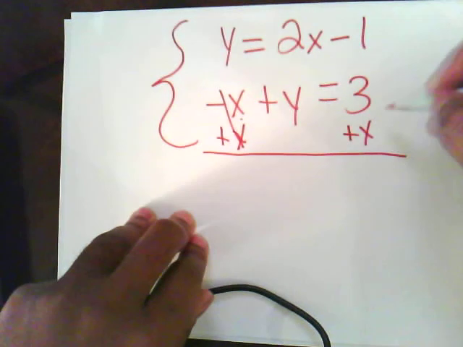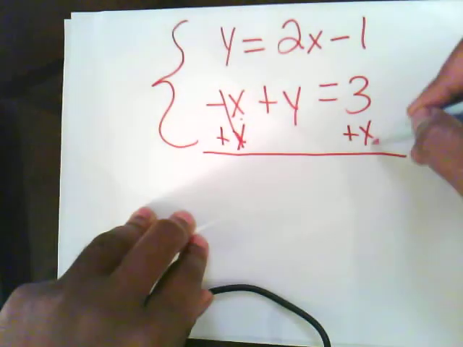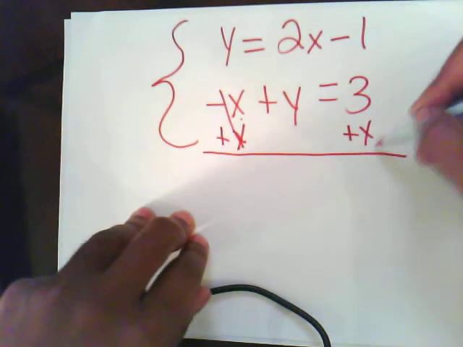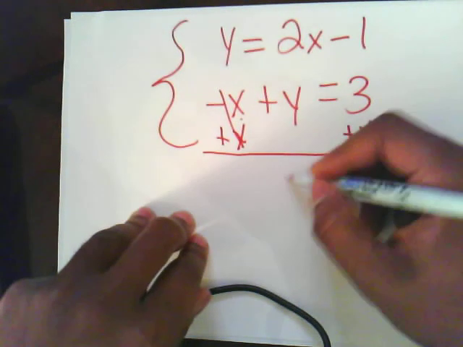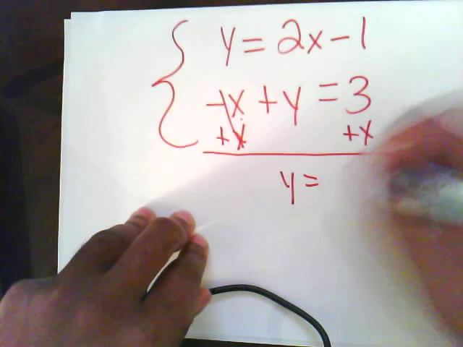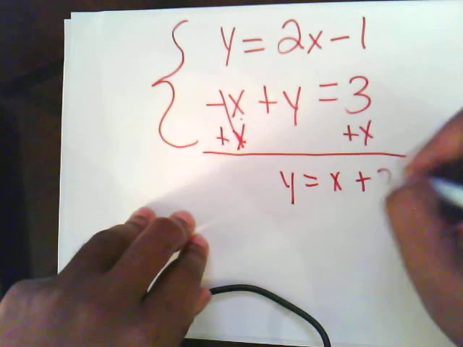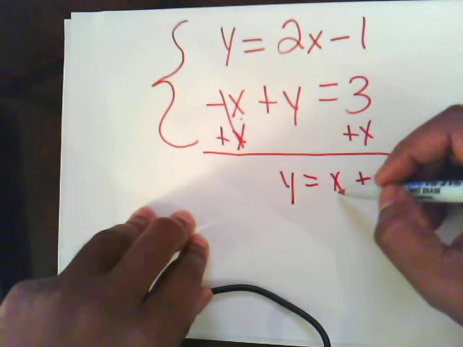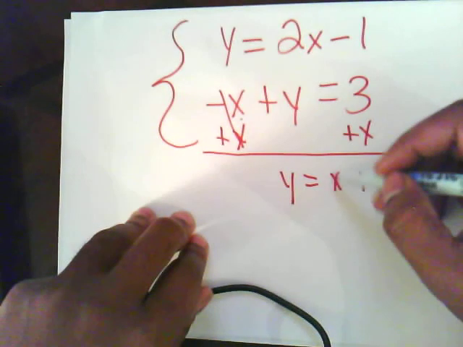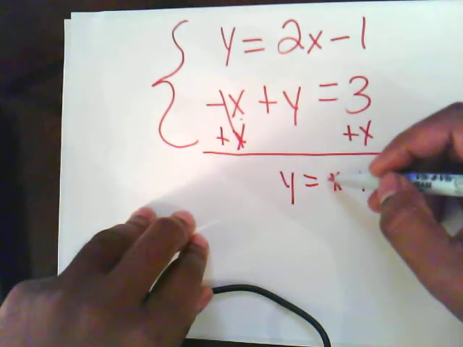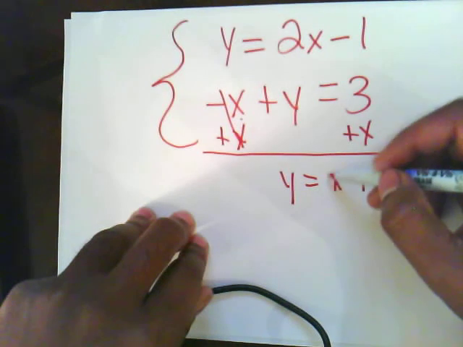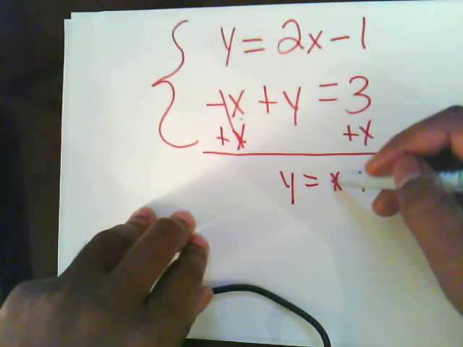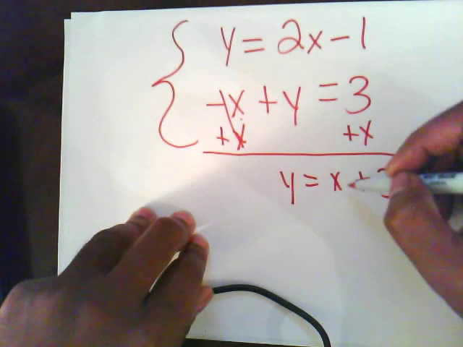Now, technically you cannot add 3 plus x because they are unlike terms. So what we have left is y equals x plus 3. Now we have our slope-intercept form. And keep in mind that whenever you see the x by itself, the coefficient is understood to be 1. So this is the same as 1x, which is also the same as 1 over 1.